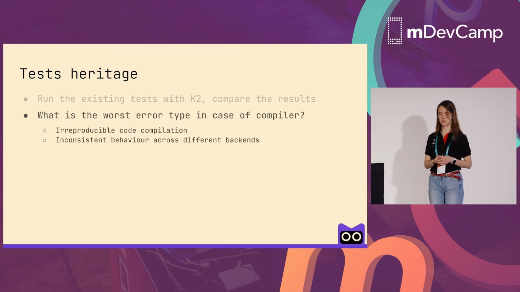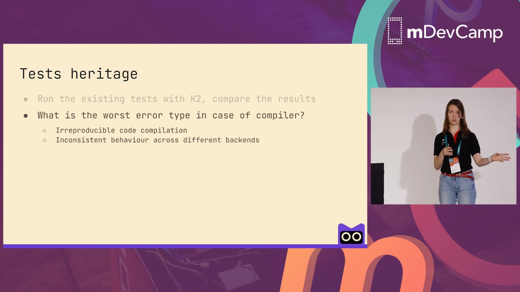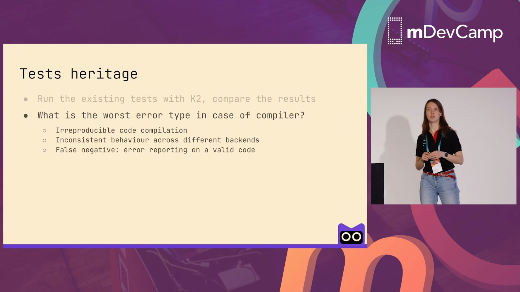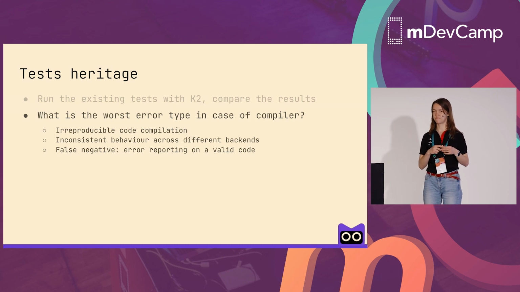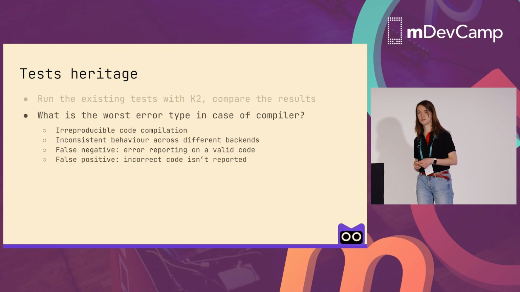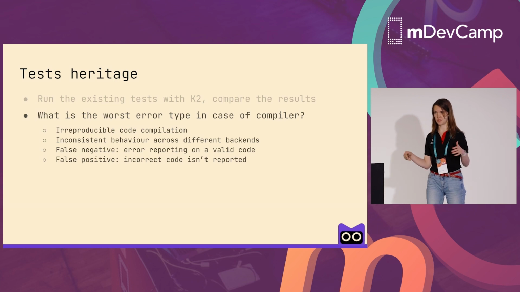The second type is that the very same code behaves differently on different backends. So, for example, on JVM it runs in one way, on JS it runs in another way. The third type is called false negative, and it's an error reported on valid code. So you have written potentially valid code, but for some reason the compiler thinks it isn't valid. You are freaked out. And the last one, false positive, that code is compiled successfully, and then it crashes in runtime.